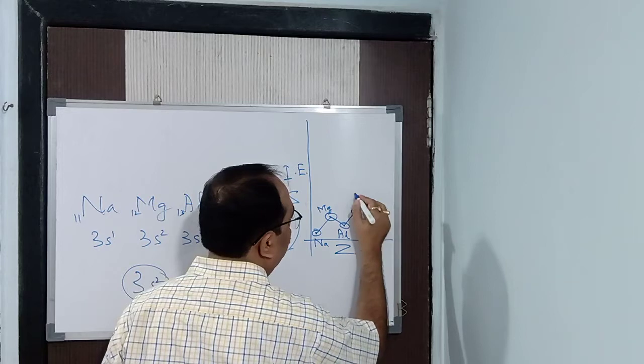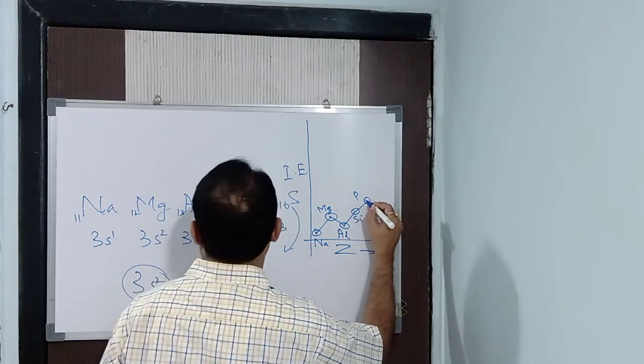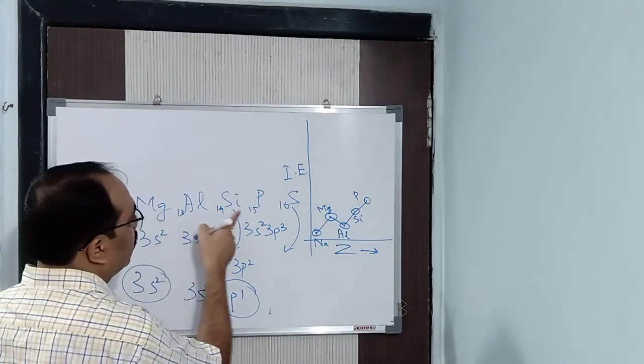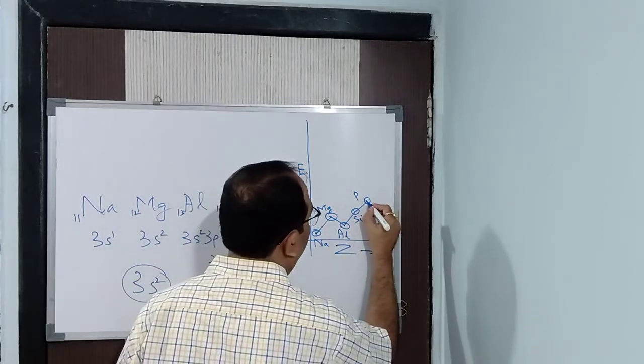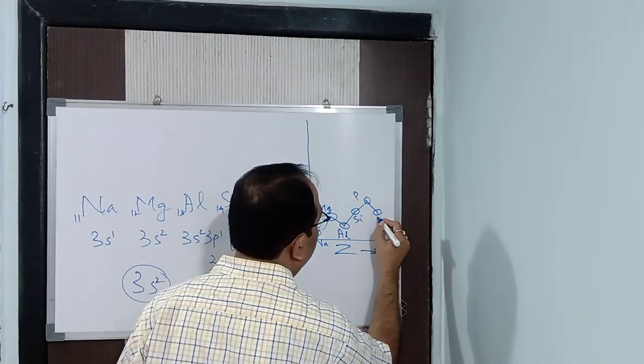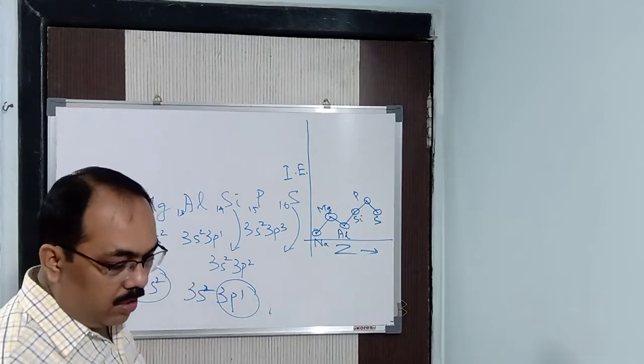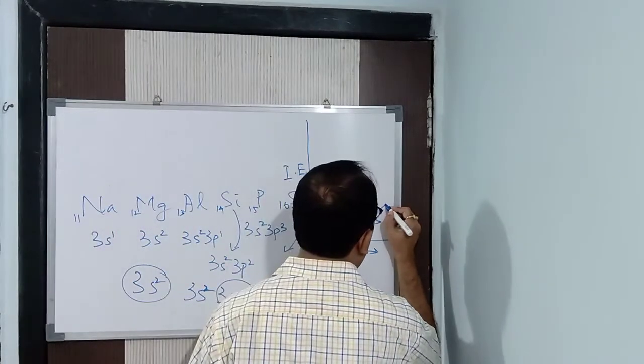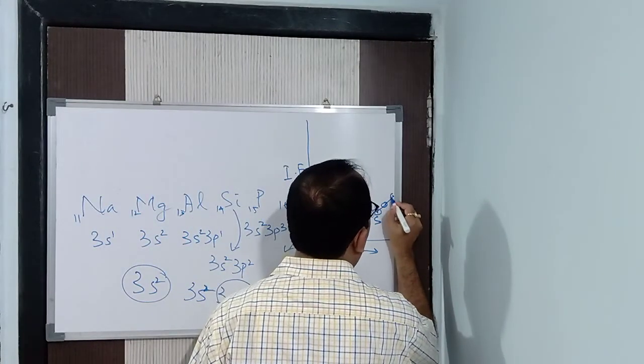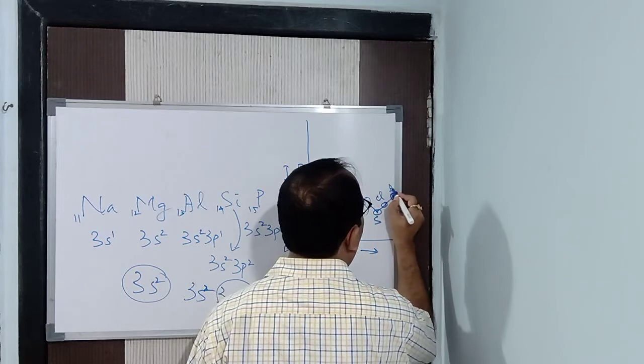I am drawing a short one, okay? I don't have the space here. Then aluminium, silicon, phosphorus. Sulfur, it will again come down. Then it will be going up for chlorine and going up for argon. It will be chlorine and it will be argon.